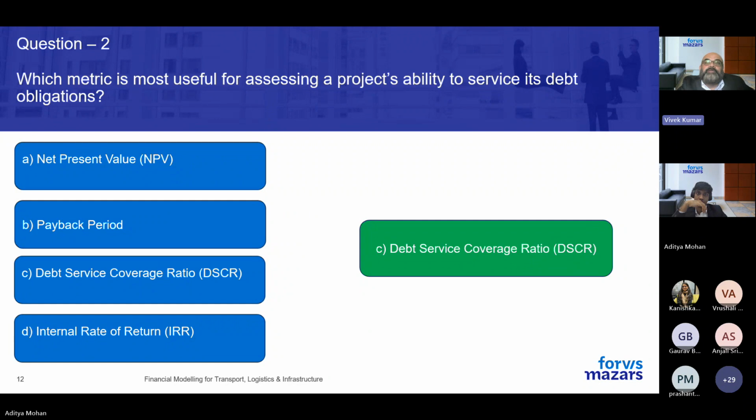Similarly, if your project IRR is less than the cost of debt, yours is not going to be good. Whereas, there might be instances where IRR is good. Say, suppose you have an IRR of 15% against a cost of capital of 10%, and your minimum DSCR in certain years is say less than 1, right? Now, does that mean the project is not viable?